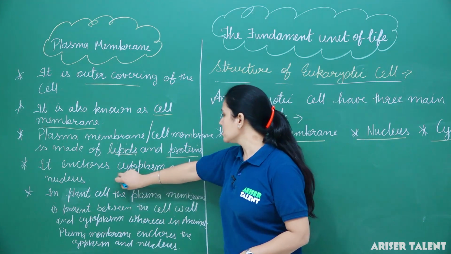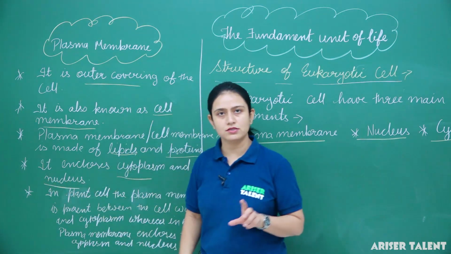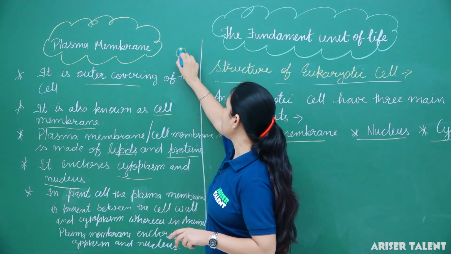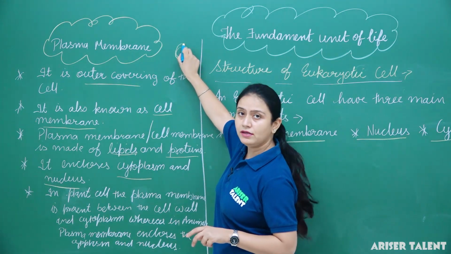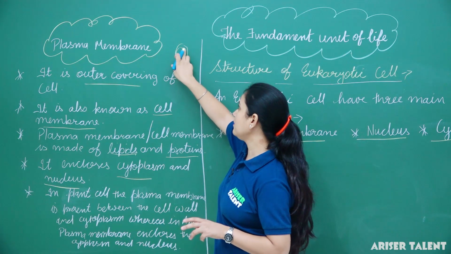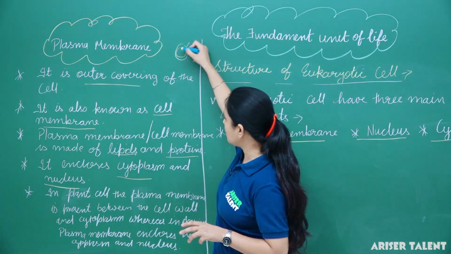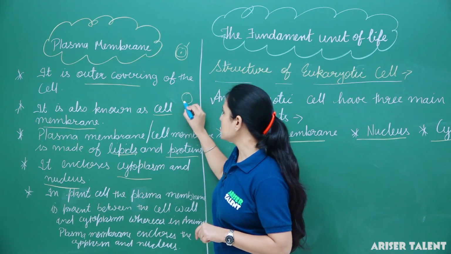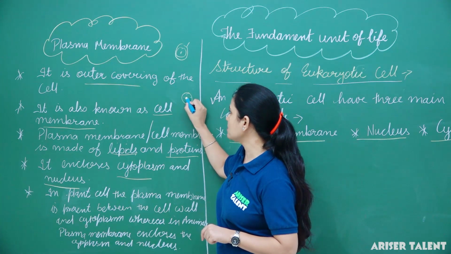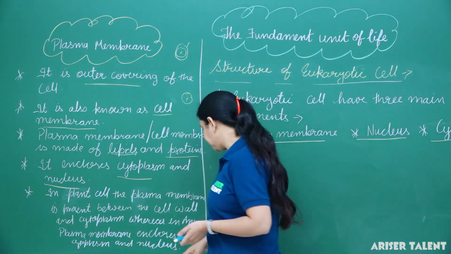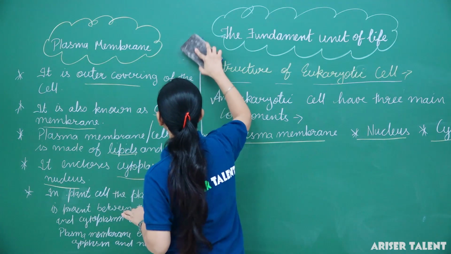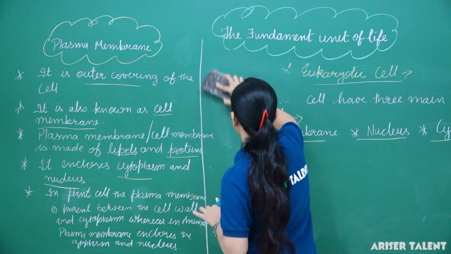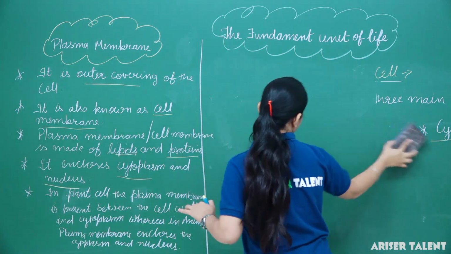It encloses cytoplasm and nucleus. Okay, and in plant cell, the plasma membrane is enclosed by cell wall, and we can say that plasma membrane is present between the cell wall and cytoplasm. But in the animal cell, this plasma membrane encloses cytoplasm and nucleus. Clear? So, this was all about the plasma membrane. Now, we will talk about the structure of plasma membrane.